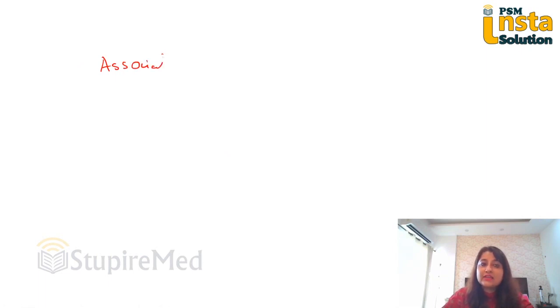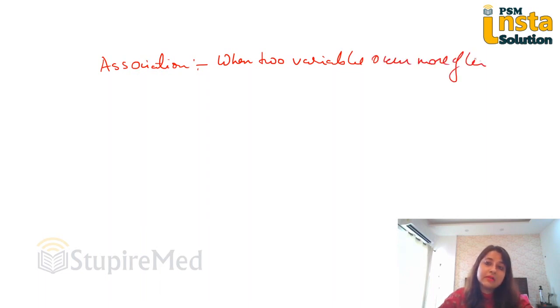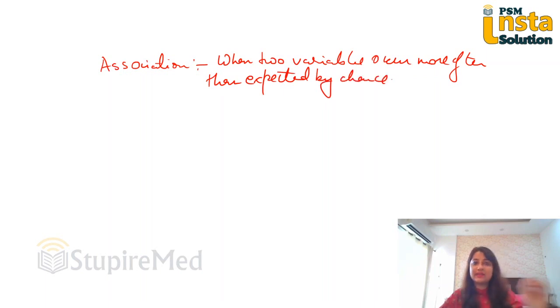I'll try and explain it over here. What does association mean? It means that when two variables occur more often than expected by chance. When two variables occur more often than expected by chance, it is known as association.